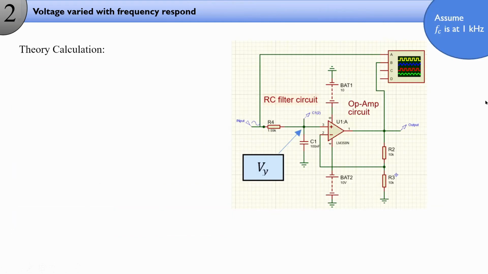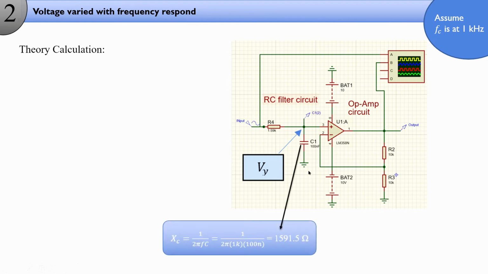Moving on is our theory calculation of this voltage varied with frequency response. I'm just assuming it is at 1 kHz only. For our XC, because we need to use the XC part, we need to calculate the reactance of this component. We get XC by using the formula 1/(2πfC), where f is 1 kHz and C is 100 nanofarad. Then we get 591.5 ohm for this XC part.